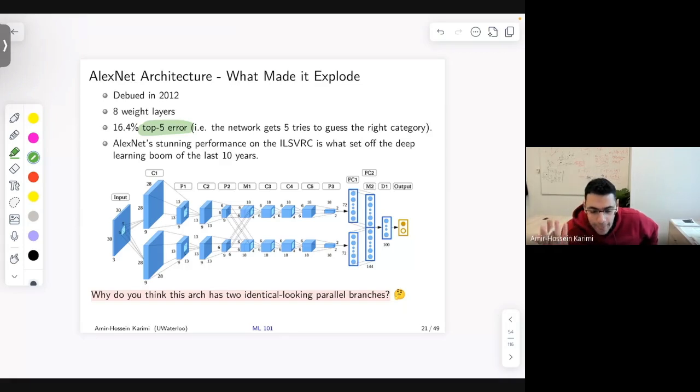Now, an interesting historical fact is, why did this model have 2 identical looking parallel branches? Does anyone know?